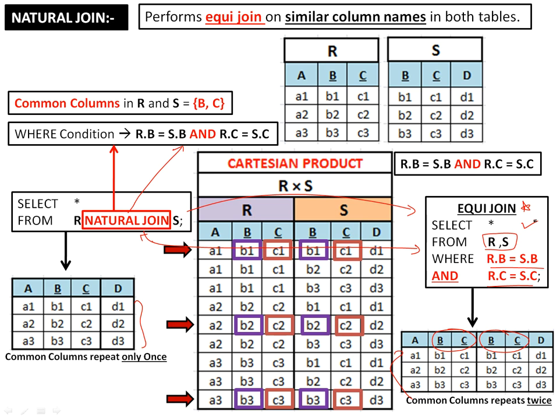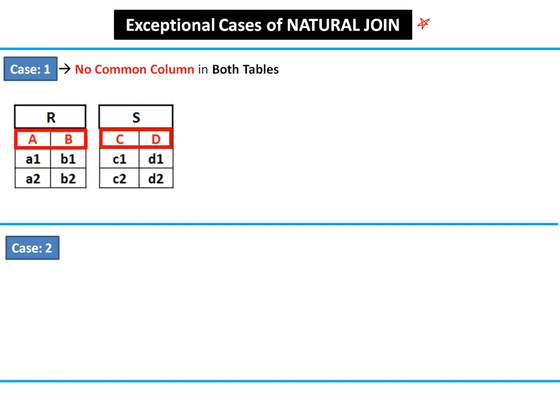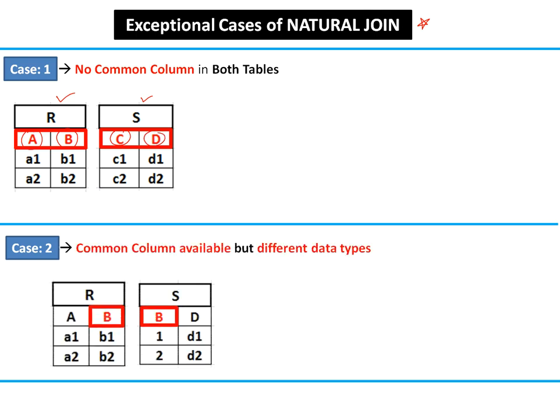Now you have to understand 2 exceptional cases of equi-join. Look at this. In the first case, R and S, there are no common columns. These two columns are different. What happens in this case? And one more case. In this case, common columns are available, but one is a character data type, the other one is a numeric data type. Then how does it behave? These 2 cases you need to understand.